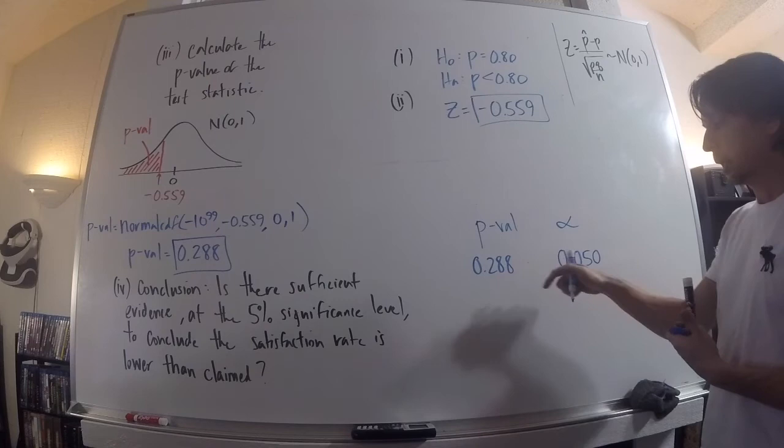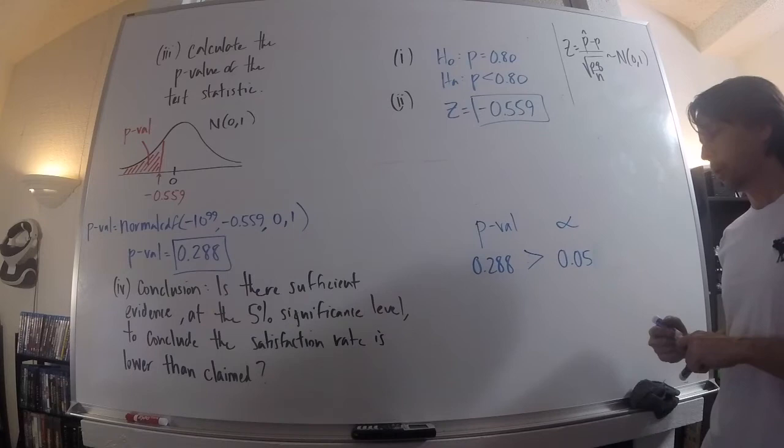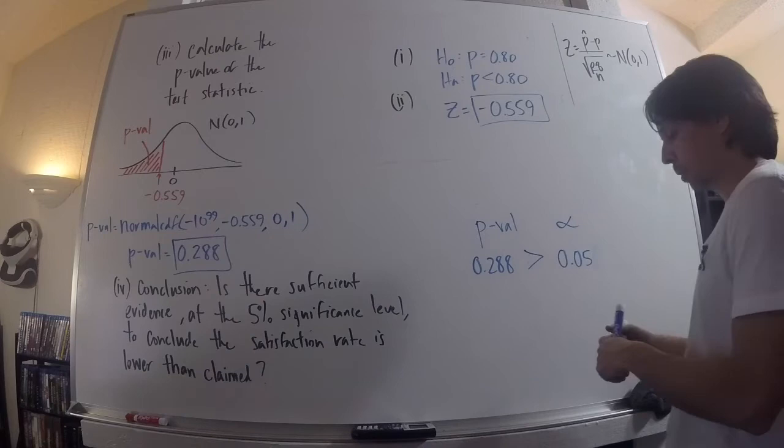Probably better to think of percents. When I add that zero, I want to say 5%, and that is 28.8%. For sure, that is bigger. But you have to remember what that means, and we're going to talk about it and try to get you a feel for it. But for now, you can just look at that rule that I gave you. When the p-value is greater, that means you do not reject.